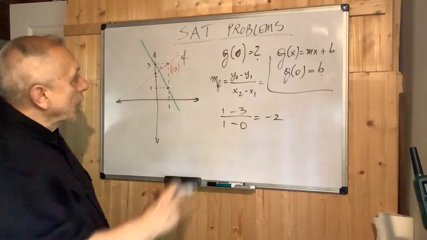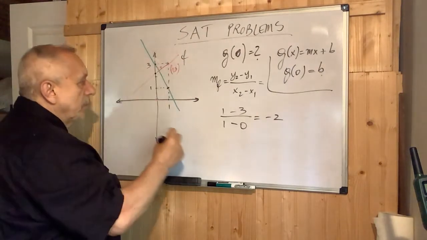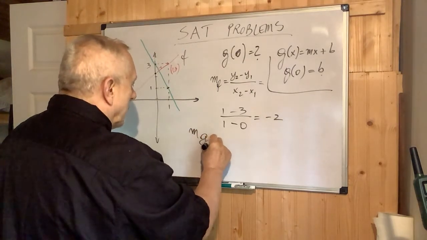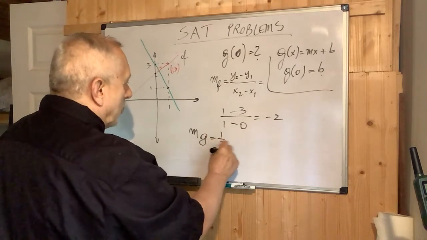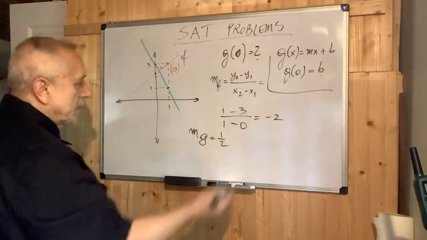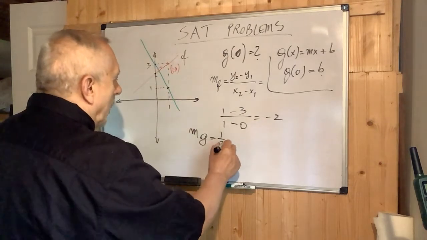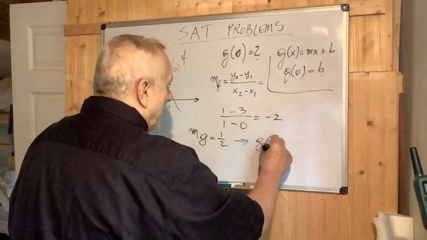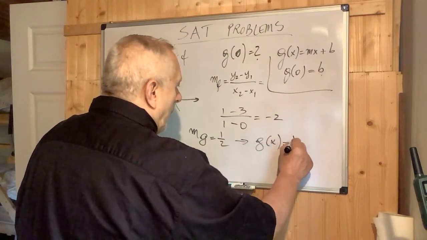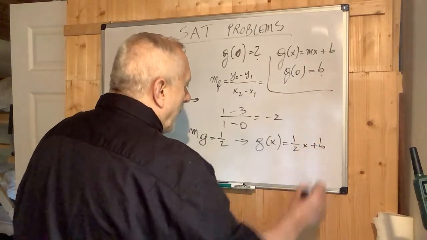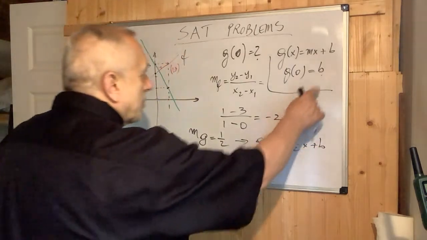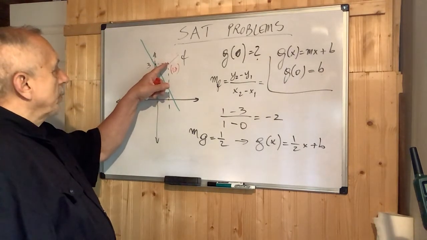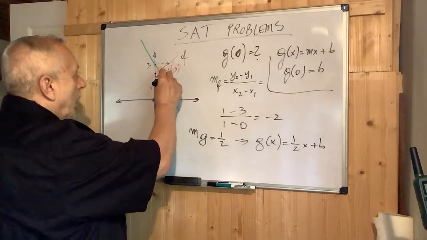Then the slope of the g function will be the negative reciprocal of minus 2, which is positive 1 over 2. So the function g of x will be 1 over 2 x plus b. How can we find this b, which actually gives us g of 0? We can apply the values of this point, which is (1, 3).